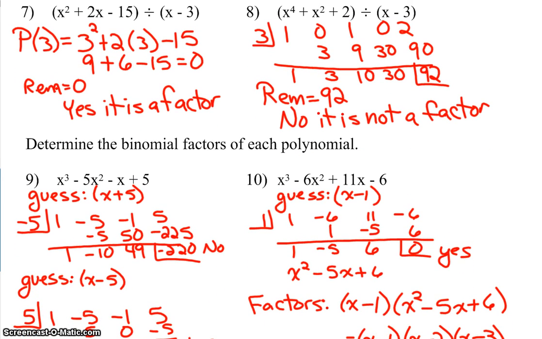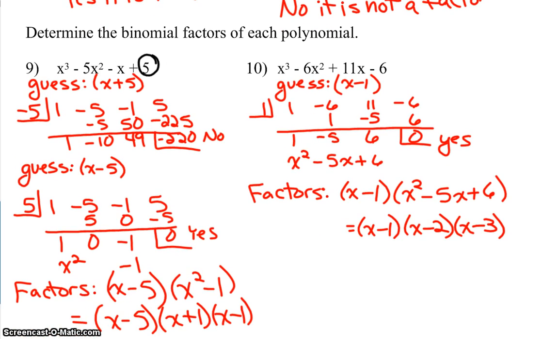On number 9, it said determine the binomial factor, so I actually had to make a guess. The first thing I did was look at this 5 at the end and guess, okay, maybe 5 goes into it. So I tried x plus 5, did synthetic division, and came up with an icky remainder. I could have just substituted 5 in, evaluated p of 5, guessed x minus 5, did the synthetic division, and came up with a lovely answer. So I knew it was x minus 5 times the depressed polynomial, which was x squared minus 1. Then I factored x squared minus 1 into x plus 1 and x minus 1.